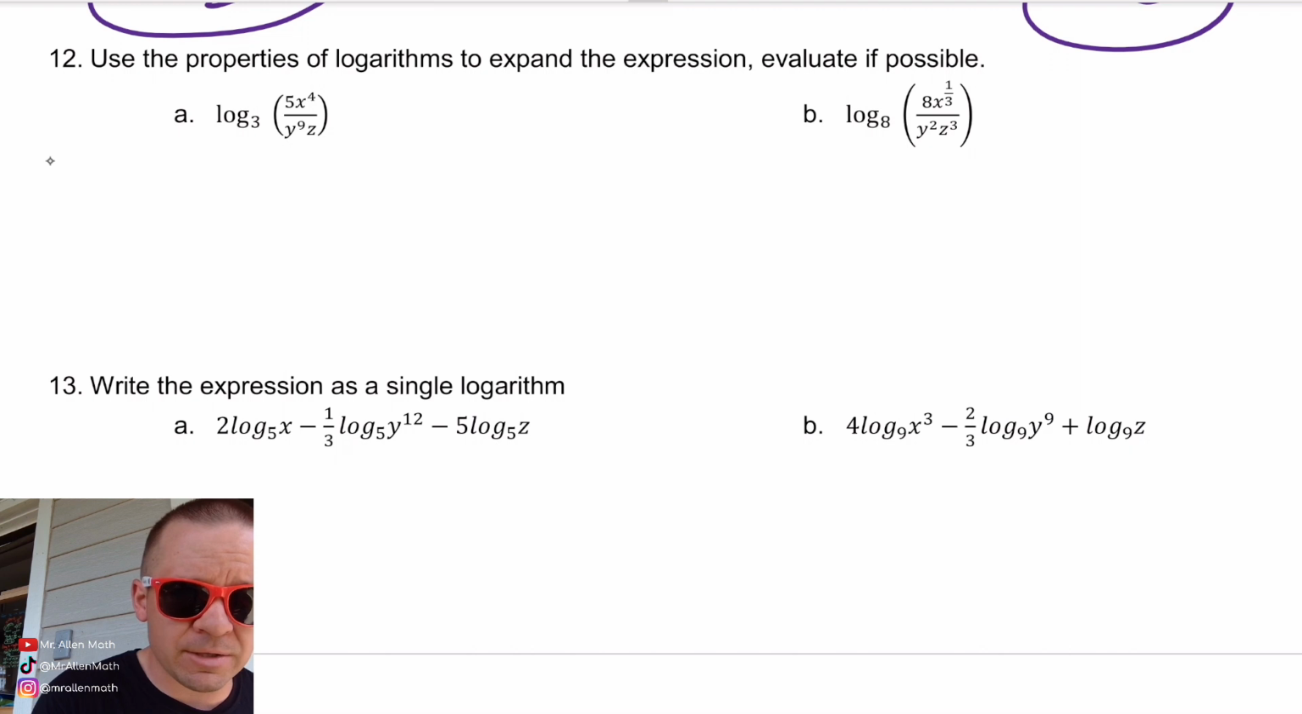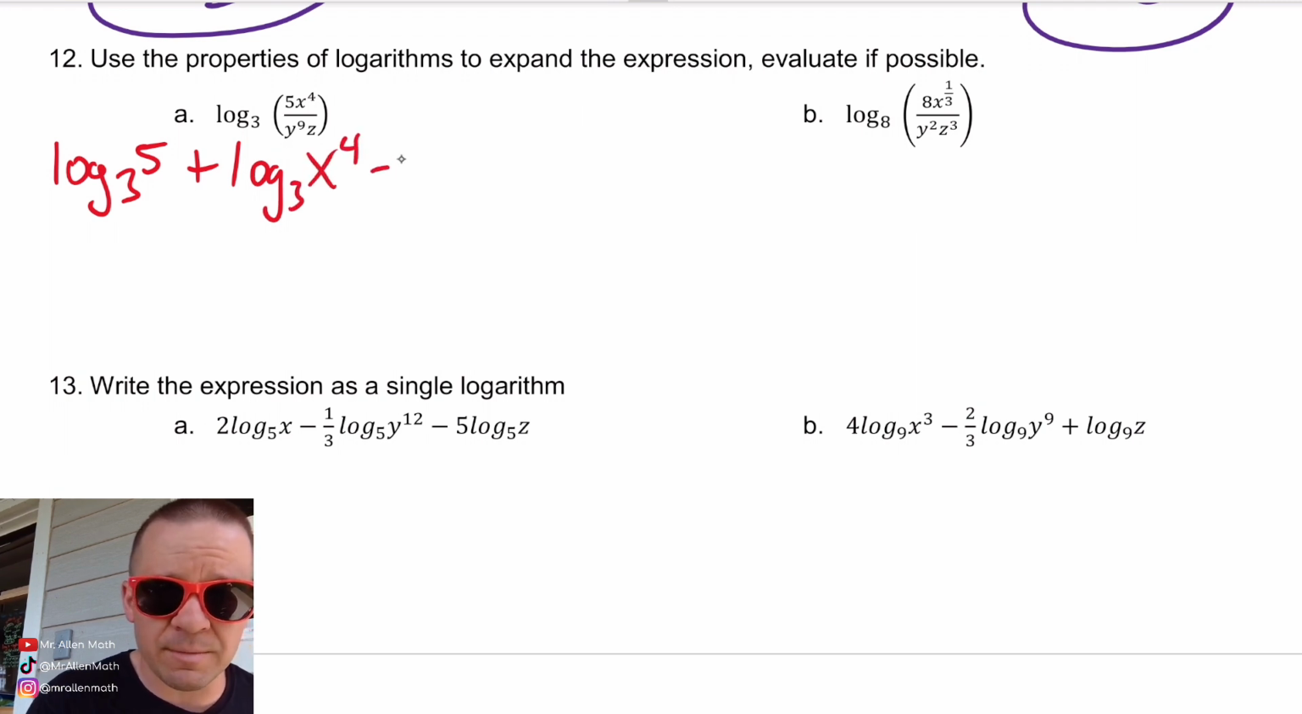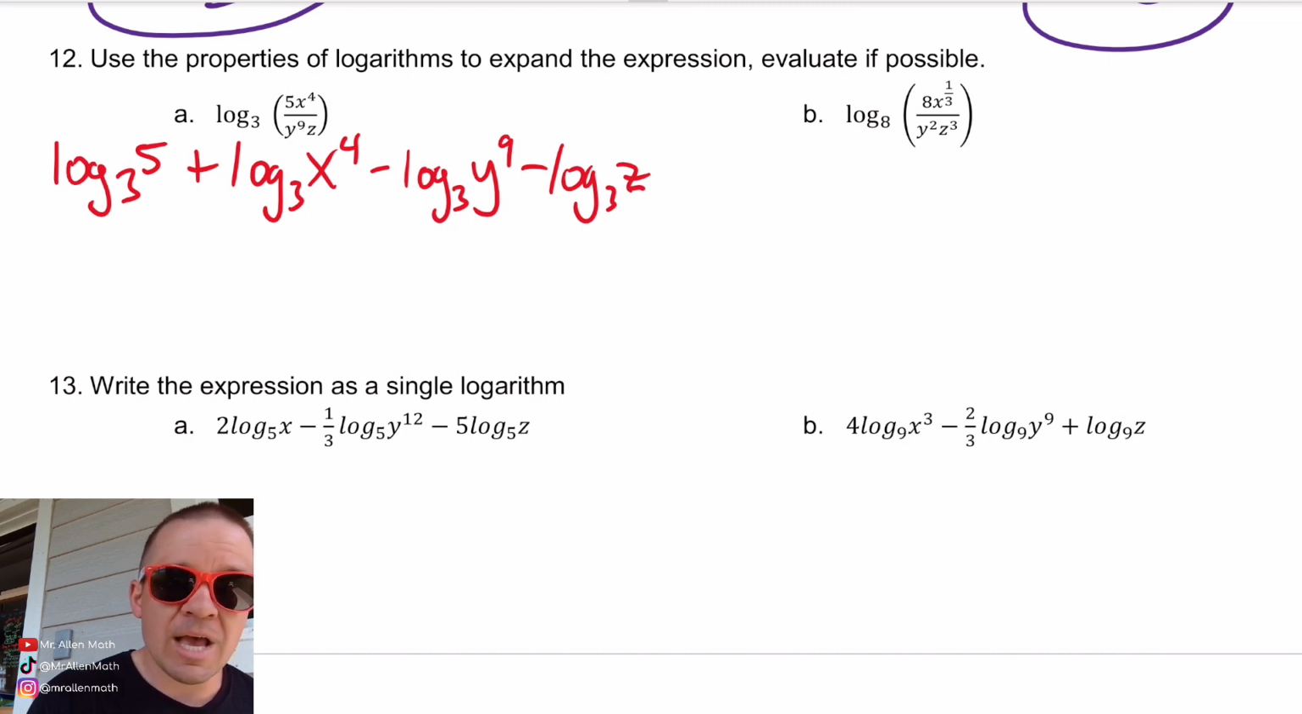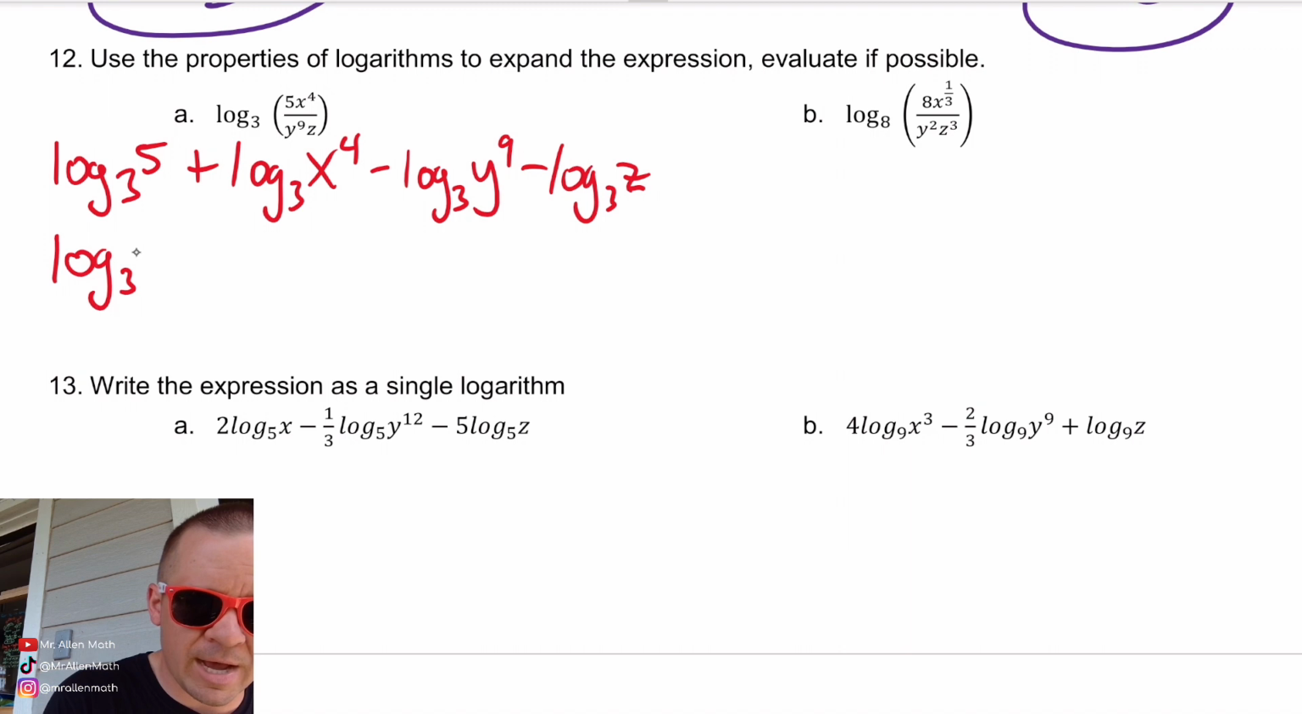So everything's log base 3. So I got log base 3 of 5 plus log base 3 of x to the 4th. Now for division, it's going to become subtraction. So log base 3 of y to the 9th minus log base 3 of z. Nice. Now, can we do anything else? Well, the first one, log base 3 of 5. Nope, can't do anything with that.